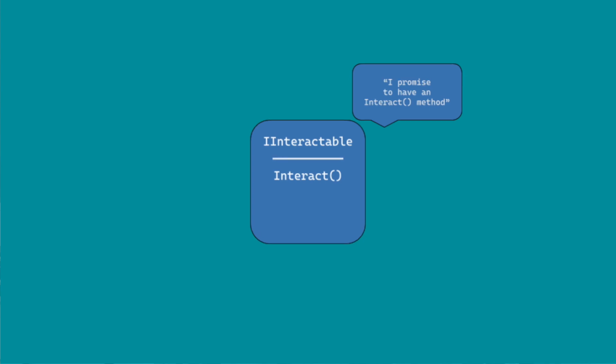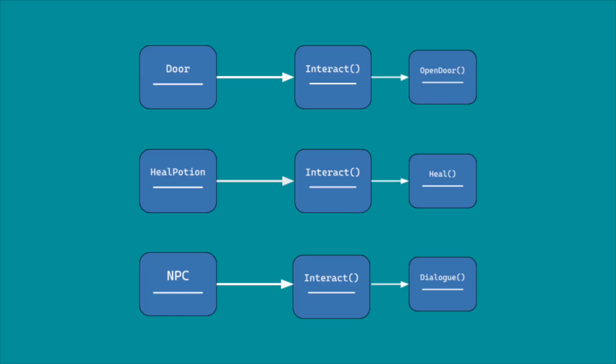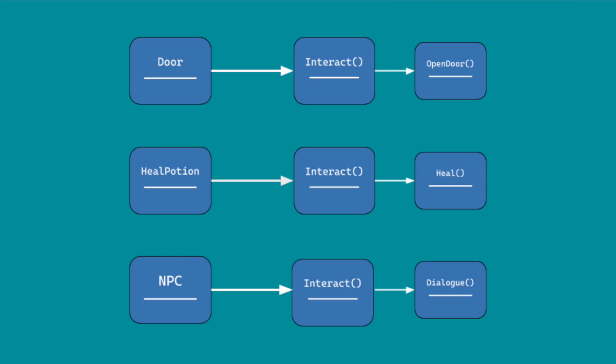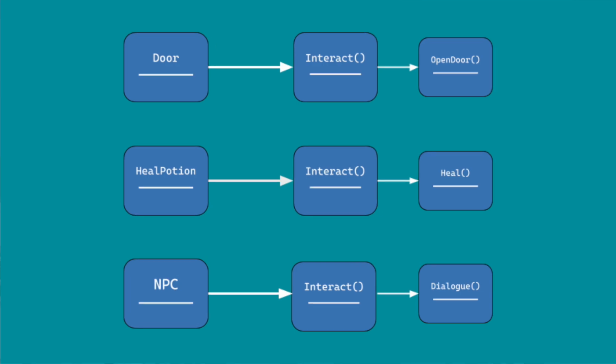Every object that implements IInteractable can create its own unique version of that interaction. For example, a door can open, a health potion can heal the player, and an NPC can start a conversation. They are all completely different actions, but from the perspective of our interaction system, they are all the exact same. They are all simply objects that have an interact method. And this is what makes interfaces so powerful.